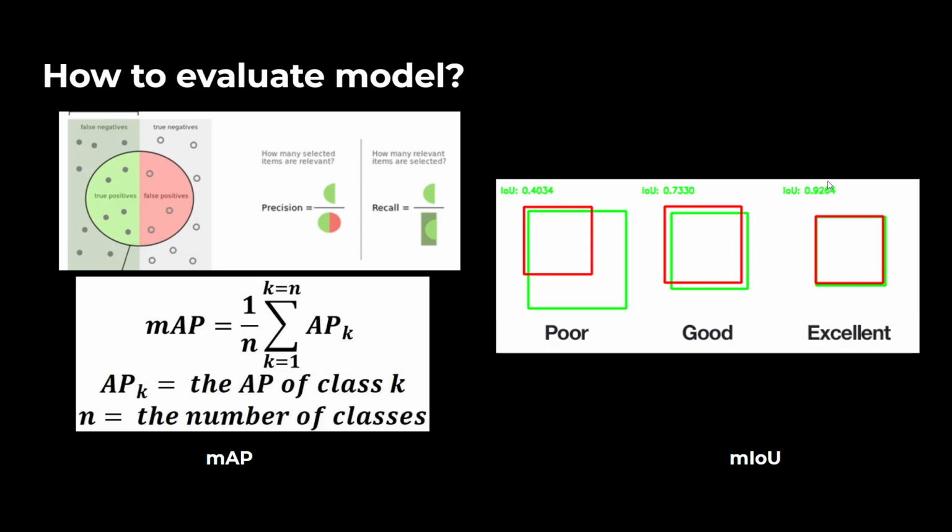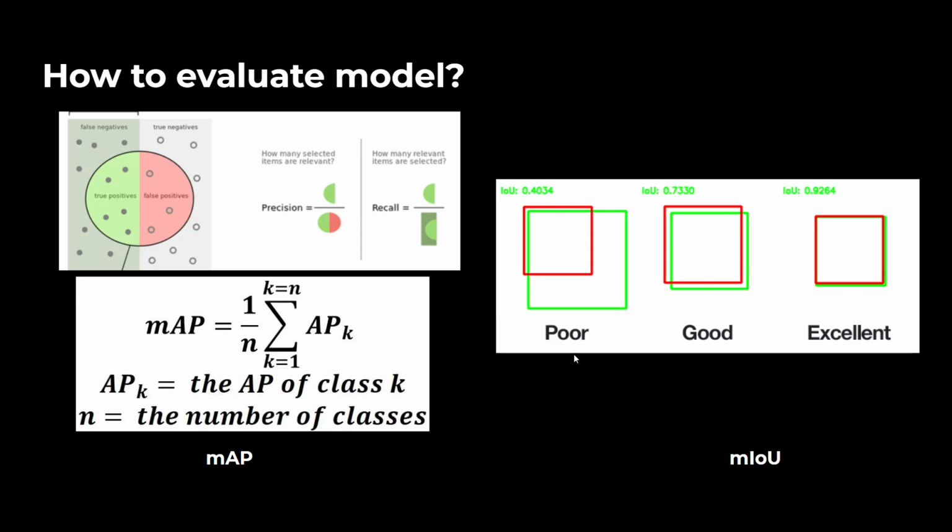There's 2 things you could do. You could calculate the mean average precision. Basically what you do is you calculate the average precision of each of the K classes, and then you just average them out across all the classes. And then you have mean IOU. This is used quite a bit.